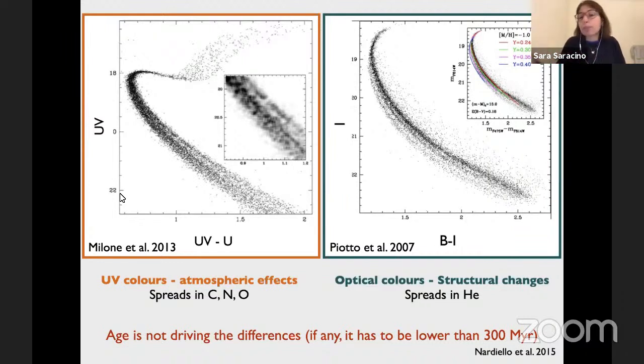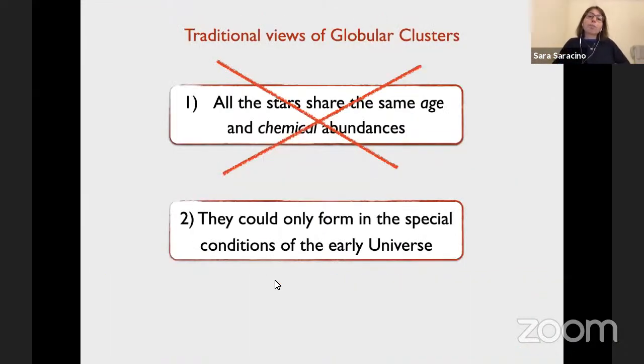So probably a very simple and fundamental question here could be: maybe age is driving the presence of these sequences. I can tell you now, but I'll show you later, why age is not really driving the differences that you see here. For example, literature work on Galactic globular clusters tells you that if there is a difference in age between the populations within a single cluster, it should be less than 300 mega year. And actually, this is an upper limit. With ancient globular clusters, we cannot do much better than this.